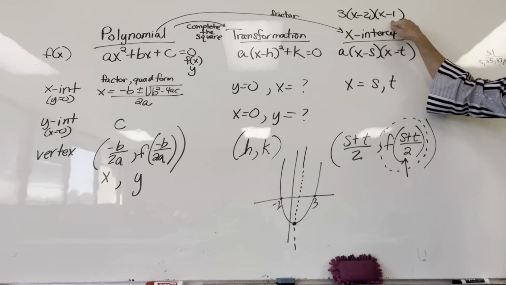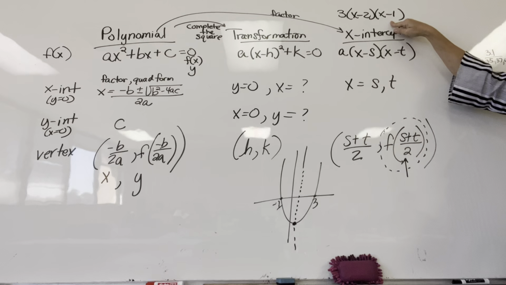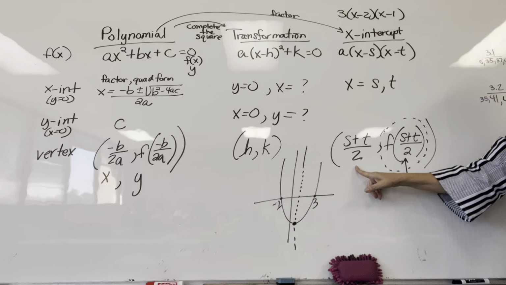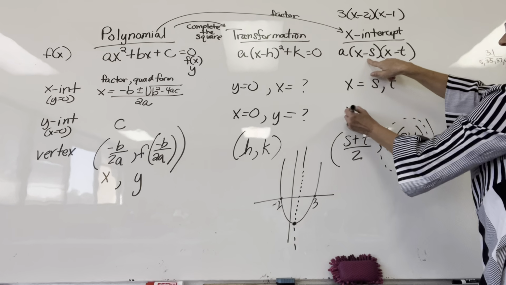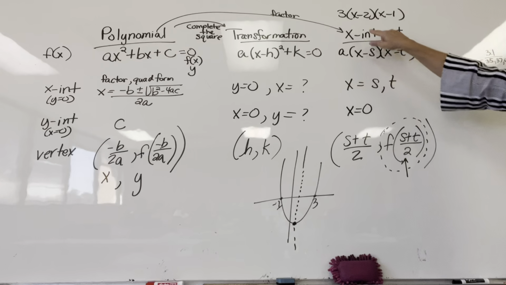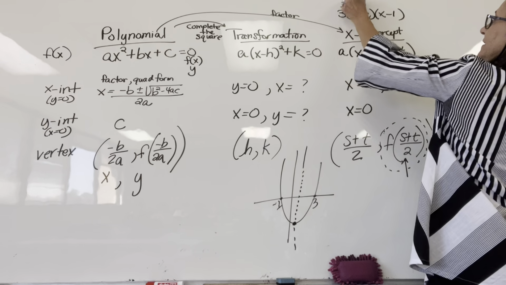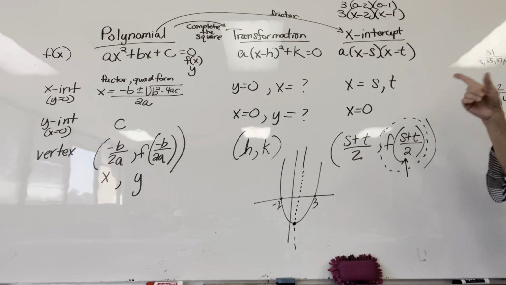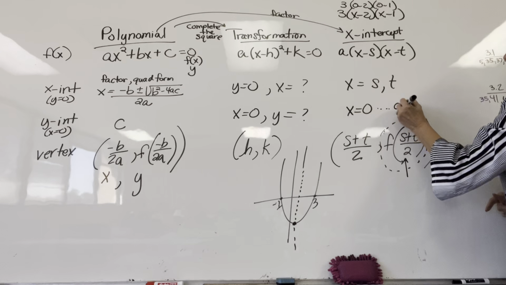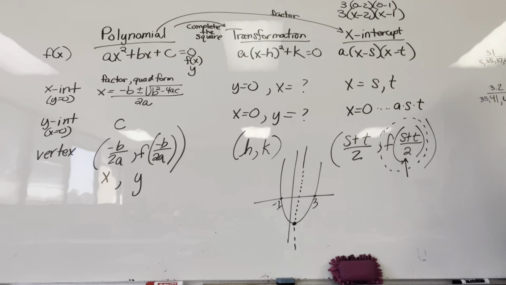Yes? When you say that you're going to plug x in for y, are you going to distribute? Well, this is going to be a number. I meant like the equation. Are you plugging it in when it's in the standard form? I can plug it in here, like when x equals 0. Okay. I would say 3 times 0 minus 2 times 0 minus 1, which is the same thing as a times s times t.